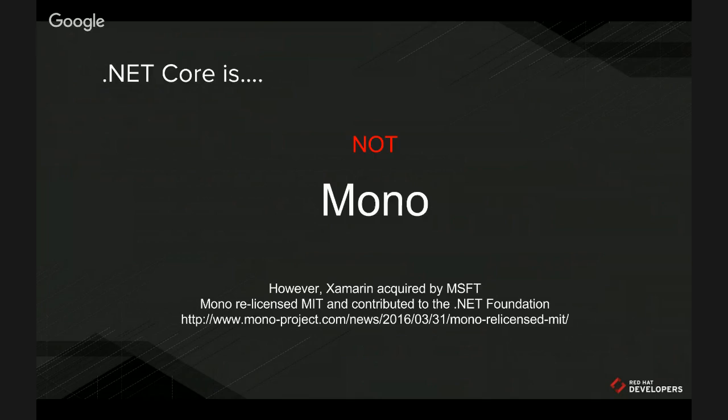So Mono is now part of the equation, even though .NET Core was wholly open sourced and built from scratch without the Mono influence up front. So those two worlds are now coming together nicely, and I think we as a community, the open source community, are going to benefit from that tremendously.